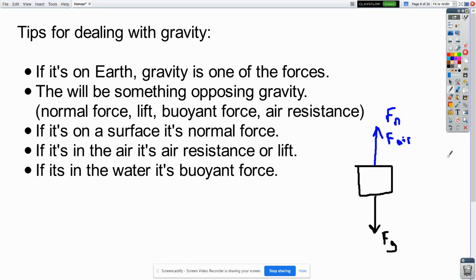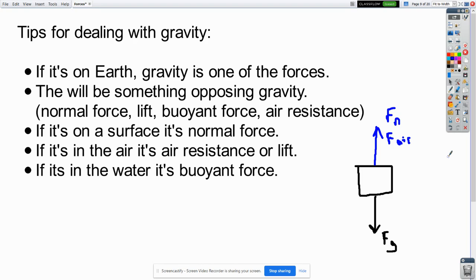So when a skydiver jumps out of an airplane, gravity pulls down on the skydiver, air resistance pushes up. In fact, that's how parachutes work. When a skydiver deploys a parachute, it increases that upward pull of air resistance and actually slows the skydiver down. It's taking advantage of air resistance, the upward force opposing gravity.